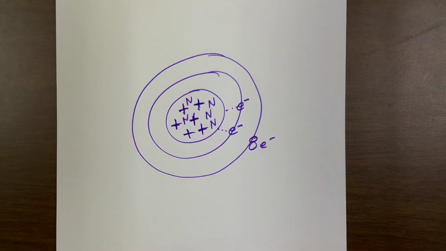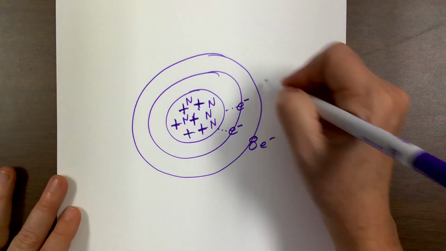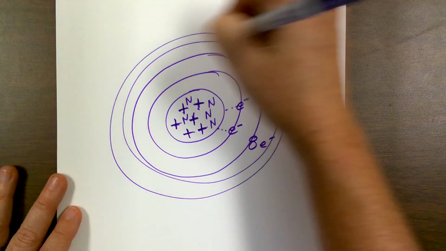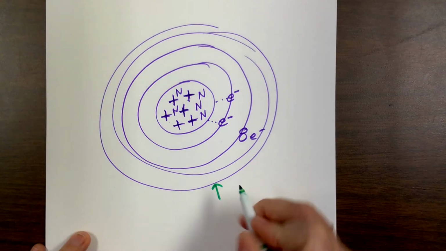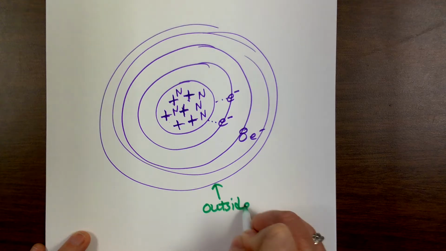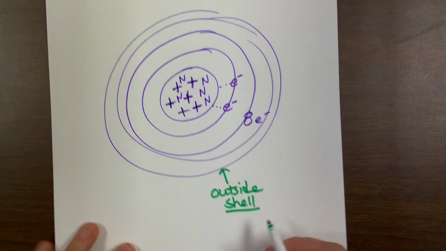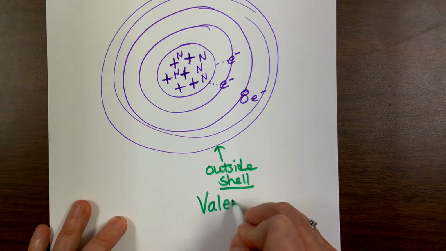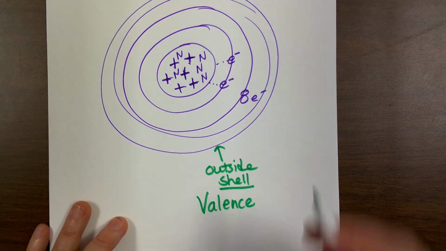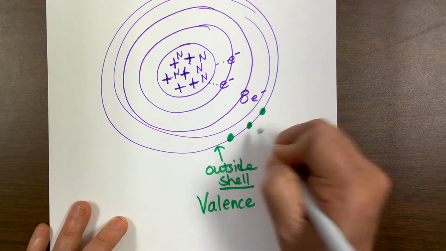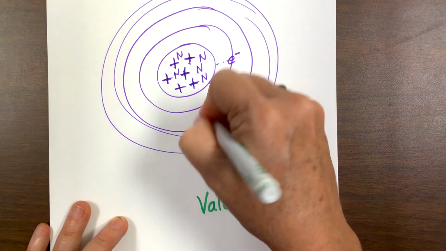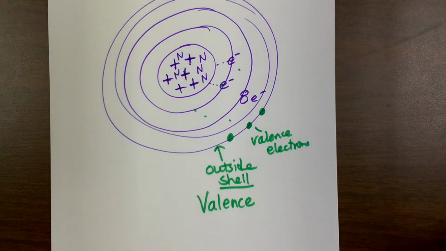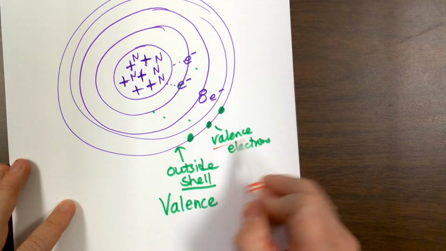And they're all configured in different ways, and we don't need to know that. And they can go on and on and on, the bigger the atom gets. But the only ones we really care about are the ones on the outside. So this outside shell is called our valence. And any of the electrons that travel on it are called valence electrons. Now, all the other electrons in here are important, but the only ones that actually determine how that atom behaves are the ones on the valence.